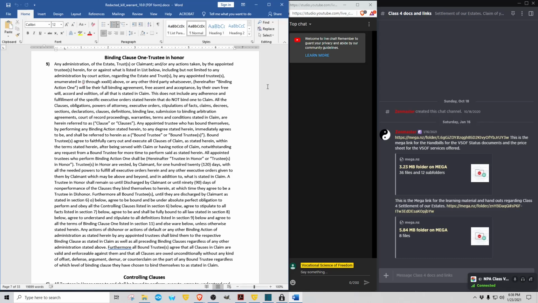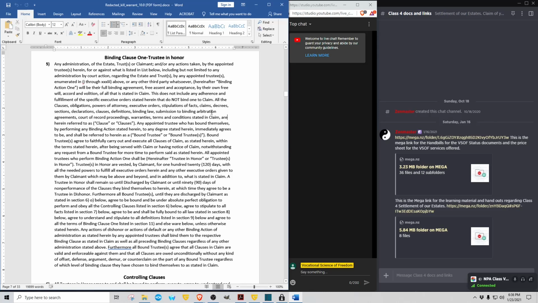So, to continue. All the clauses, obligations, powers of attorney, executive orders, stipulations of fact, claims, decrees, sections, declarations, clauses, definitions, binding law, submission to binding arbitration agreements, court of record proceedings, warranties, terms, and conditions stated in claim are herein referred to as clause or clauses. So guess what? I never have to repeat any of that ever again. Everything that's in there, everything from that sentence on, all that is now clause or clauses. Done. Any appointed, this is a trick that the attorneys use against everybody all the time to throw in a whole lot of stuff into one term. Well, what did I just do? Same thing. What's good for the goose is, you know what.